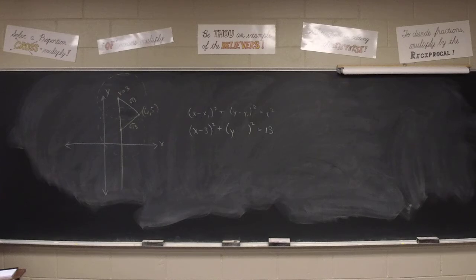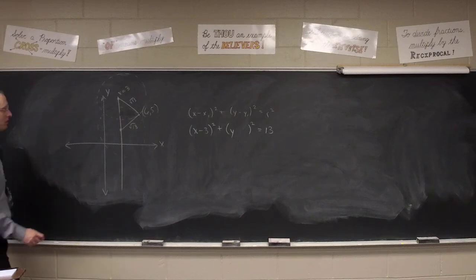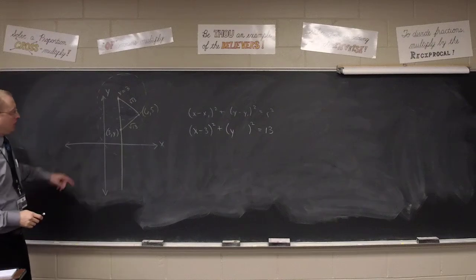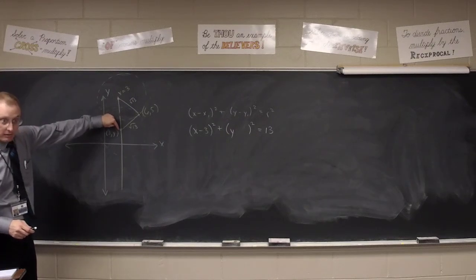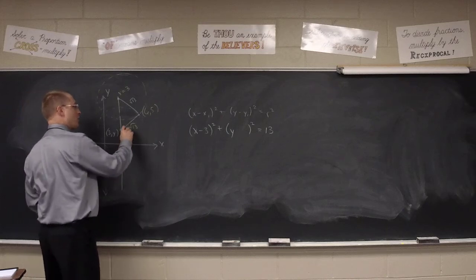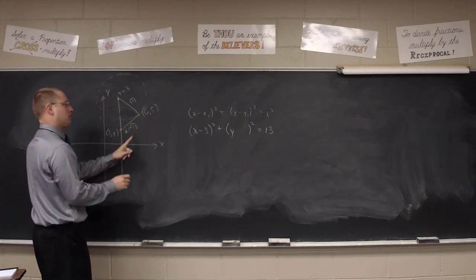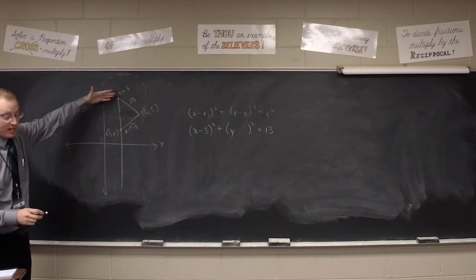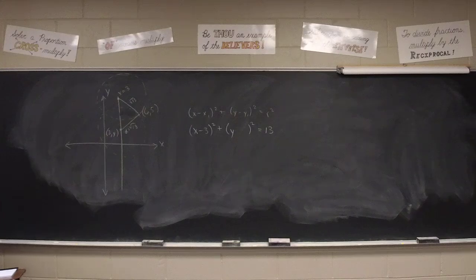Thoughts? If we call this point 3, y, and I know the distance is the square root of 13, and I know this point is 6, 5. This point could also be called 3, y, by the way, so I don't have to do it twice. Just 3, y generically shows it. I know the distance between those 2 points. Use the distance formula.